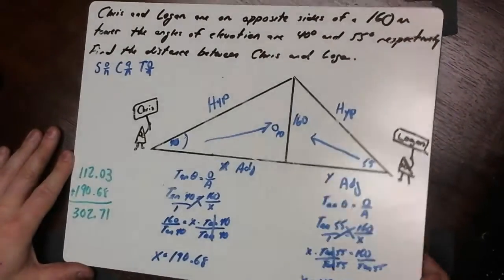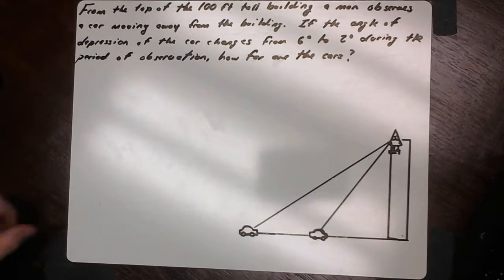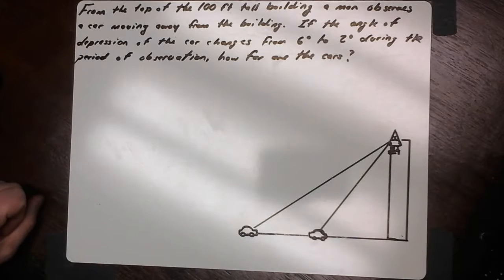Okay, to the next problem. And the last problem. So now, from the top of a 100-foot tall building, a man observes a car moving away from the building. If the angle of depression of the car changes from 6 degrees to 2 degrees during the period of observation, how far are the cars? So let's take a look.